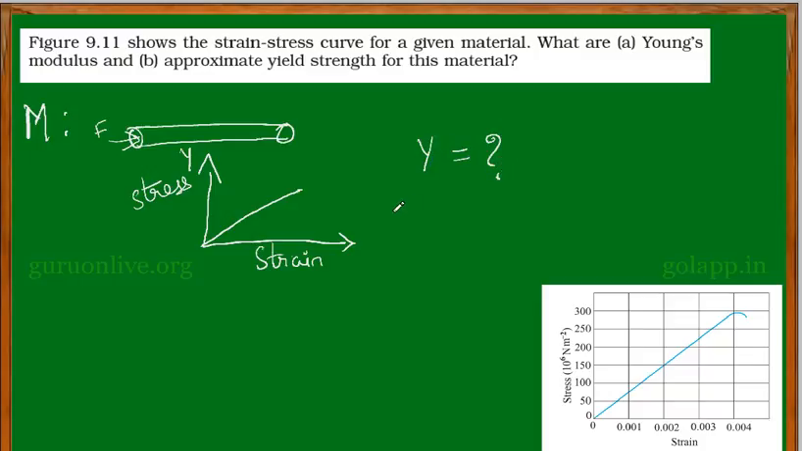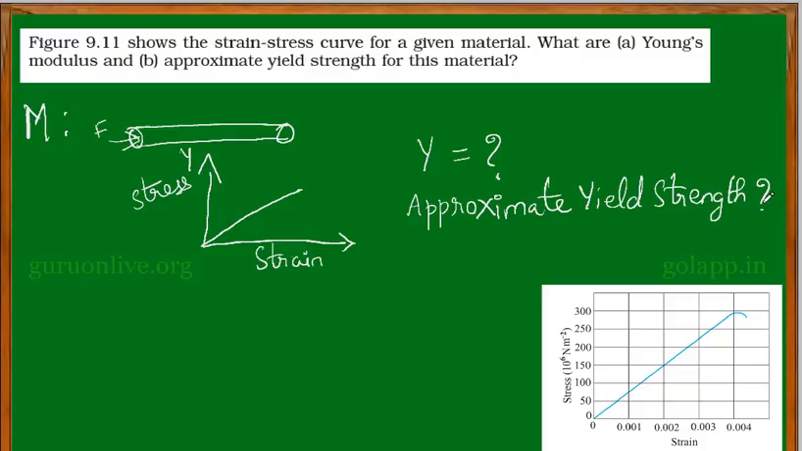then the approximate yield strength of this material. Both we need to find. That is what we are motivated to find in this problem: the Young's modulus of the material given and then the approximate yield strength. Now let's investigate the quantities given to resolve the problem.